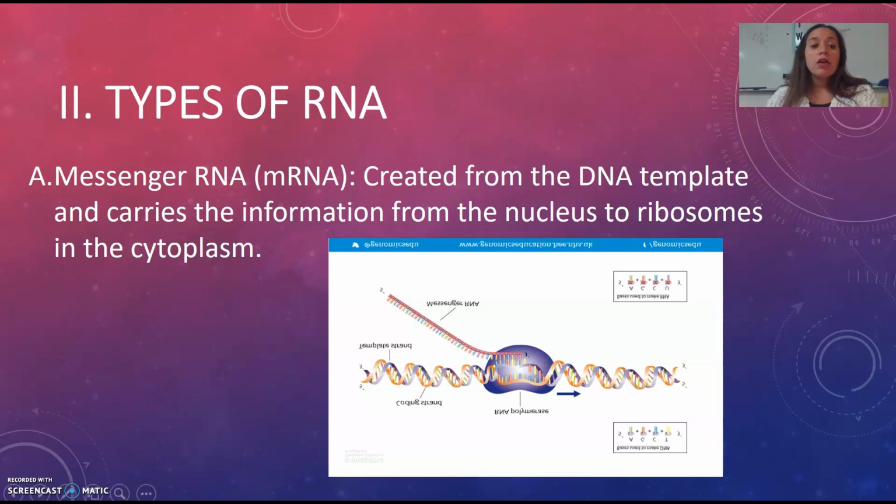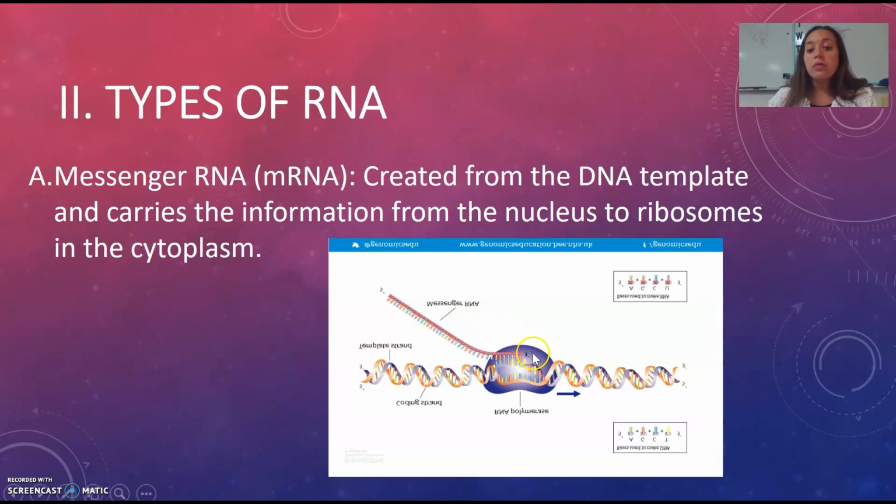Types of RNA. So we have our messenger RNA, mRNA. It's created from a DNA template and carries the information from the nucleus to the ribosomes in the cytoplasm. So this is the one, and yes, I know this is upside down. I have no idea, but you get the gist of it. So this is your DNA strand, right? So there are the types of RNA. Essentially, they're going to help with transcription and translation. They're not all just RNA.